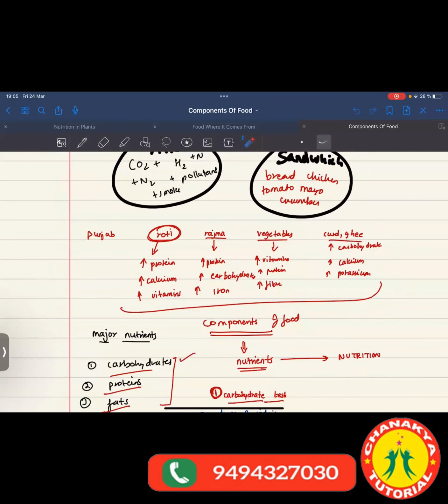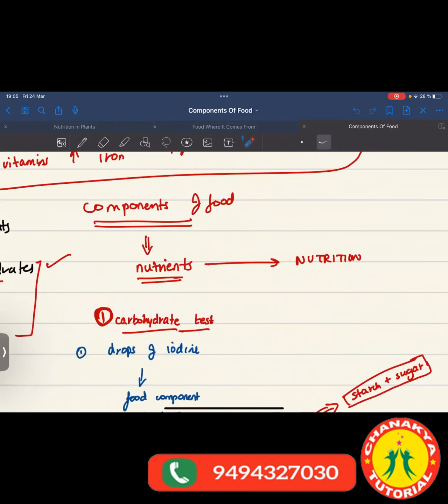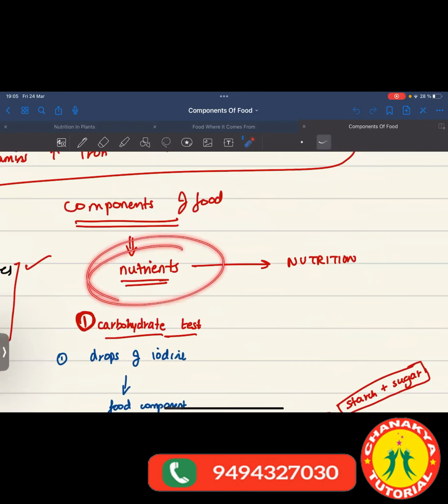So these are the 5 major nutrients. This is a very important question. What are the 5 major nutrients? You have carbohydrates, proteins, fats, vitamins, and minerals. All right. So the components of food involve nutrients which provide us with nutrition.